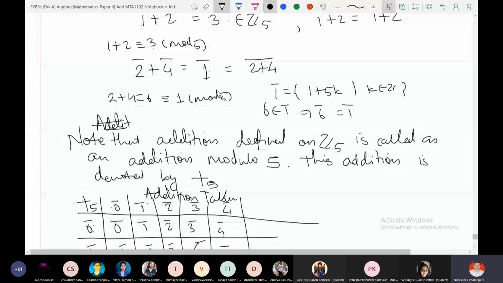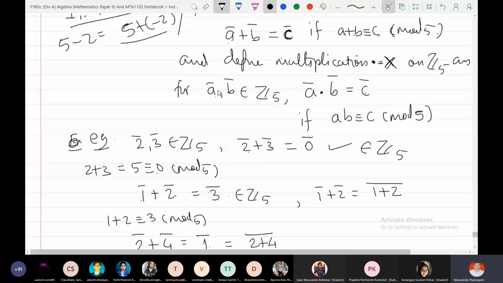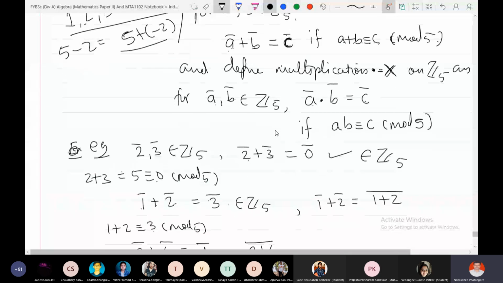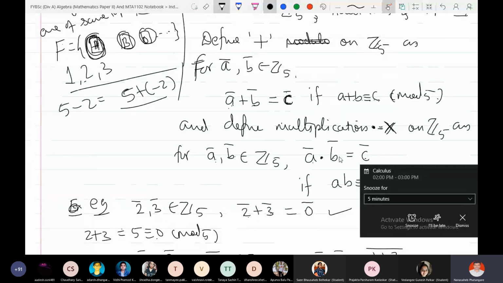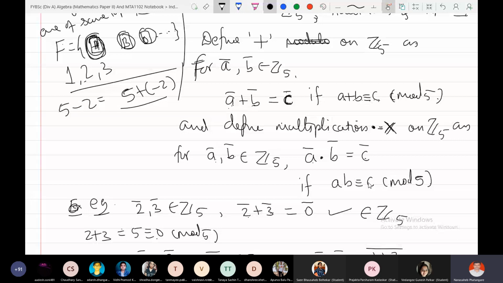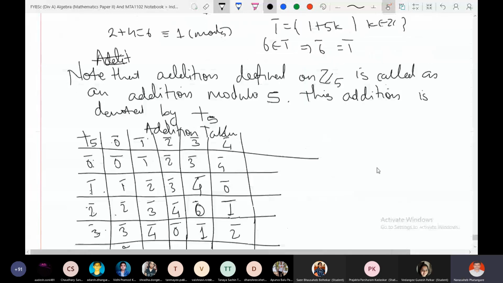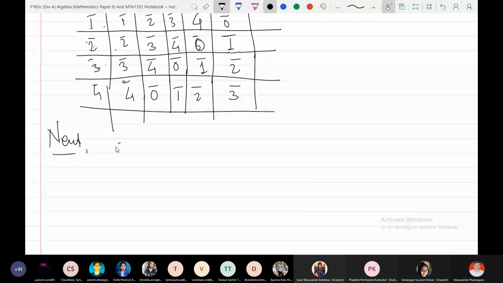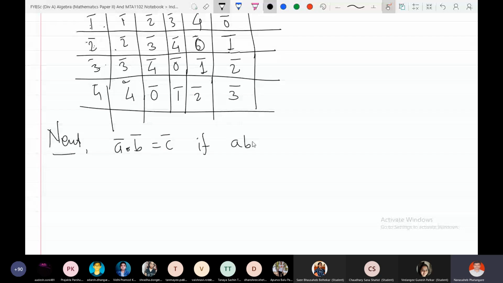Right? Now just think about multiplication. How do we multiply two classes? The multiplication of two classes is a new class whose representative is the product of A and B. A bar dot B bar is equal to C bar if AB is congruent to C modulo 5. That's how we define the multiplication.